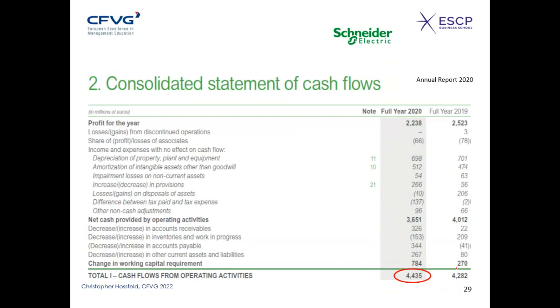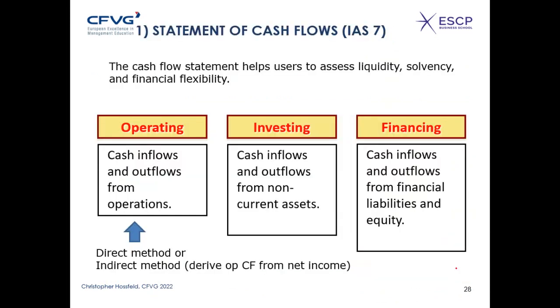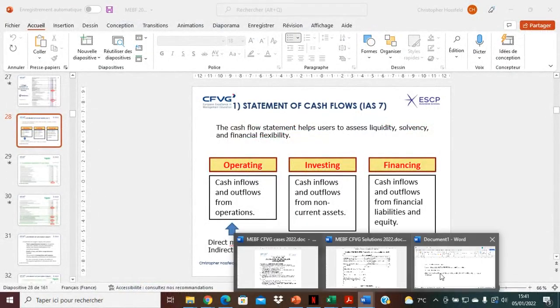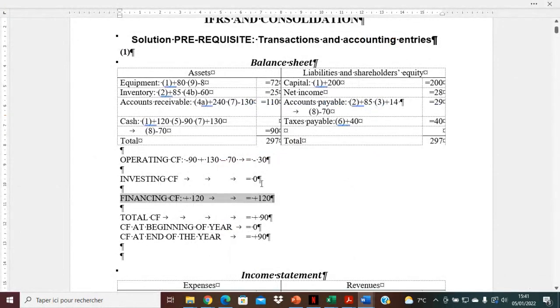So maybe one last point, because I explained the cash flow statement and we had all this. However, you see that for the operating cash flow only, not for the others, there is a choice between the direct method of presenting cash flows or the indirect method. The direct method of calculating cash flows is what we did here.